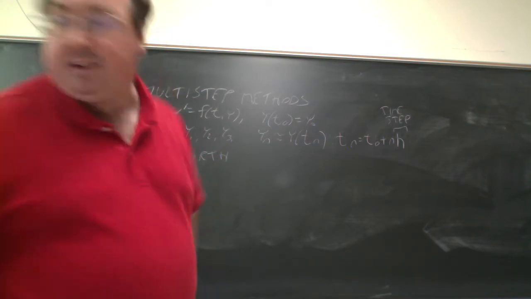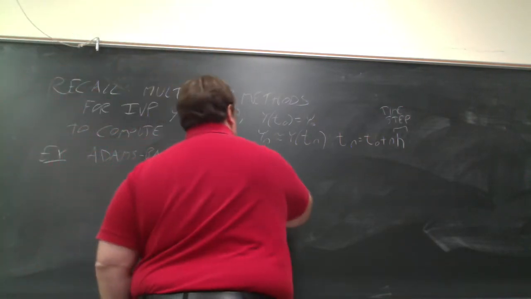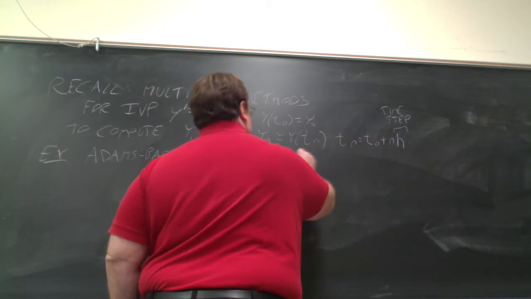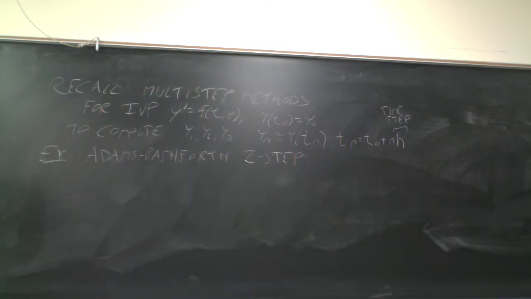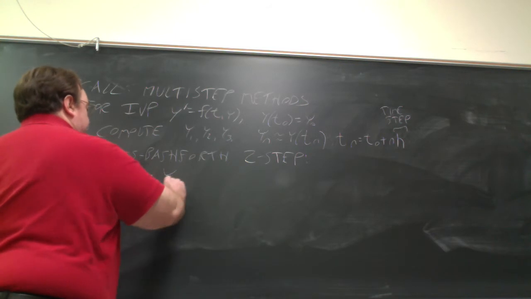And how many step method? This is a two-step method. So a two-step method will use yn and yn minus 1. So it reaches back only one step in time to try to improve the accuracy of the solution.